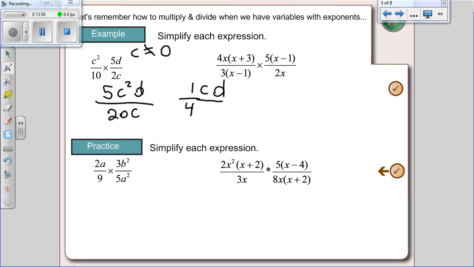Why can it be shown as CD over 4 instead of 1 CD over 4? Because 1 times c is just c. It's all part of 1 fraction, so it's still like this. You don't have to separate the 1 over 4 out. This is still part of that first fraction. Exactly. That's exactly it. So I divided that 5 by 5 and that 20 by 5.